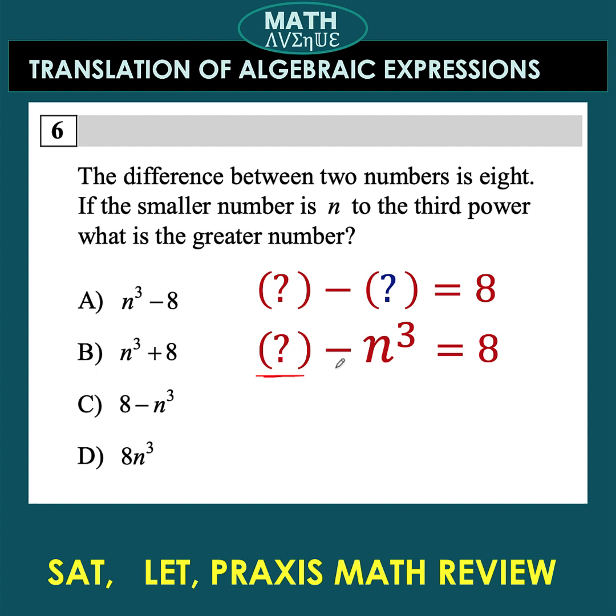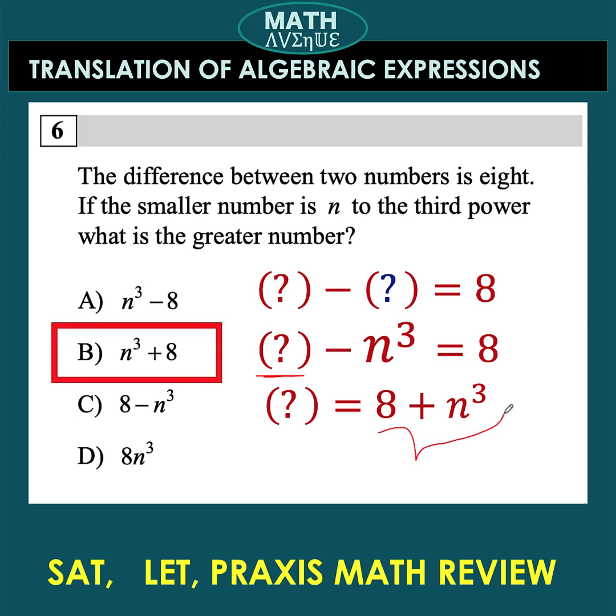So solving now this equation, we add n cubed to both sides of the equation to get 8 plus n cubed at the right, and this minus n cubed at the left is eliminated. So the answer is 8 plus n cubed, which is letter B.